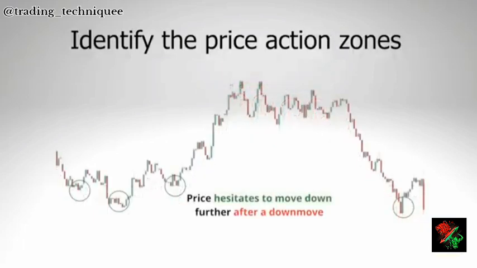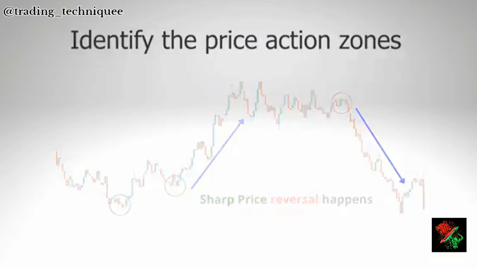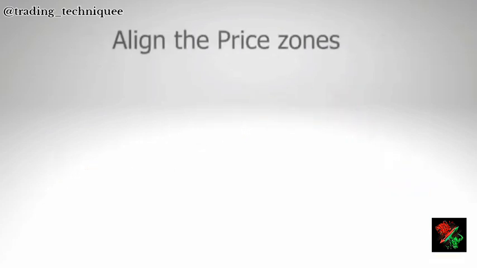And number 2, the price hesitates to move down further after a brief down move. And finally, number 3, when sharp reversals occur at a particular price point. These are some of the ways you can figure out the price action zones. Now moving on to step number 3, aligning the price action zones.